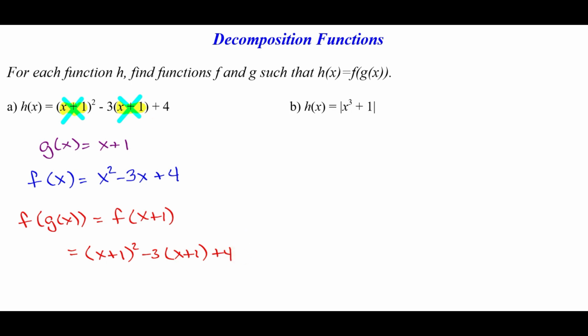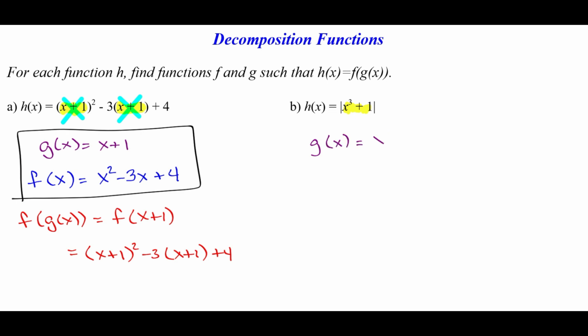So then we can see that these are the functions that we could start with to end up with that answer. Over here on the second example, we don't have anything that is repeating itself, but we do have this function here, x cubed plus 1, which is inside another function, which is the absolute value function. So we can just kind of think of it that way. So in this case, my g of x function is going to be the x cubed plus 1. And my f of x function is going to be absolute value of x.